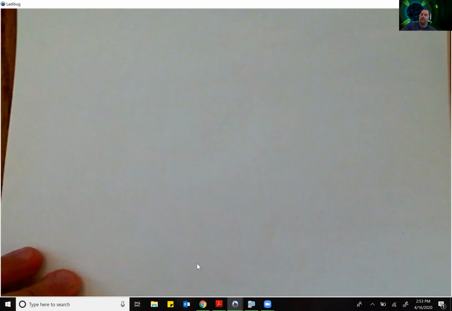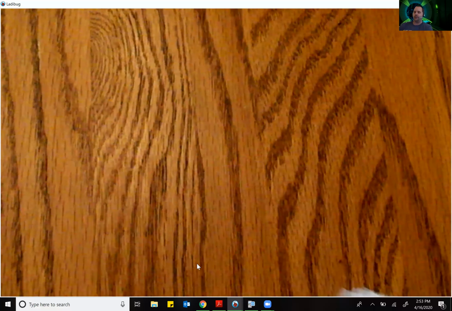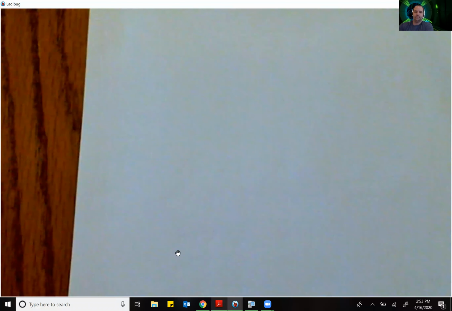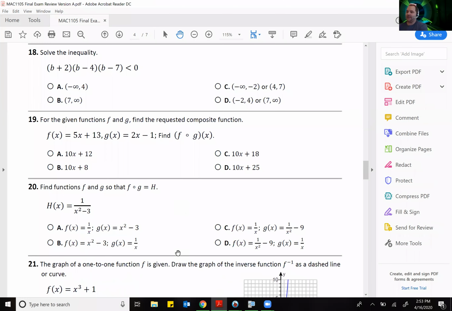So now we jump into chapter 6. Okay, so now we're in that last module. So from 19 on through the end, I believe this should all be chapter 6. So number 19 wants us to do composition. It wants us to do what I call fog, F of G. So that means we're going to take the G function and we're going to plug it into the F function. So f of x is equal to 5x plus 13.